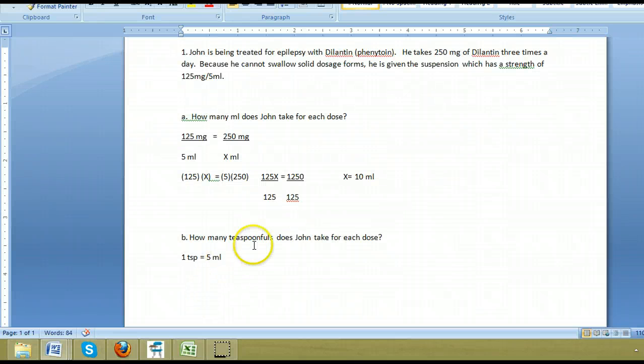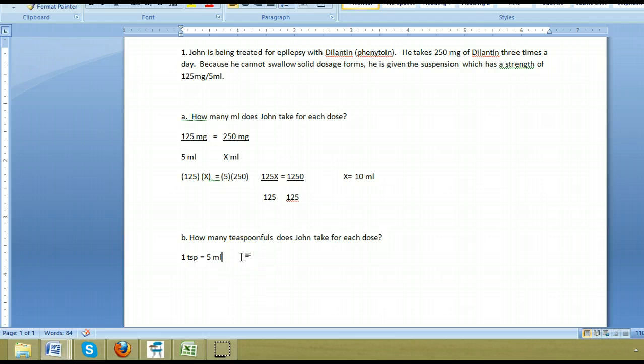Now the next question is, how many teaspoonfuls does John take for each dose? Again, not for the entire day, but for each dose. So we know a couple of things. First of all, we're going to be converting mils to teaspoon. We know how many mils he's taking. How many teaspoonfuls is that equal to? Well, we need a conversion factor. So go back to your conversion table from last week, and you will find that 1 teaspoon equals 5 mils.